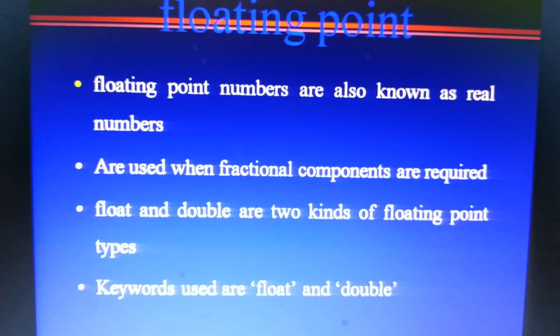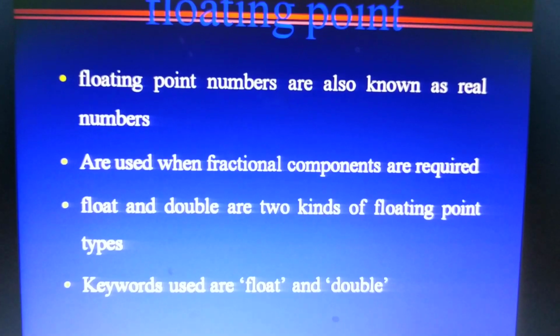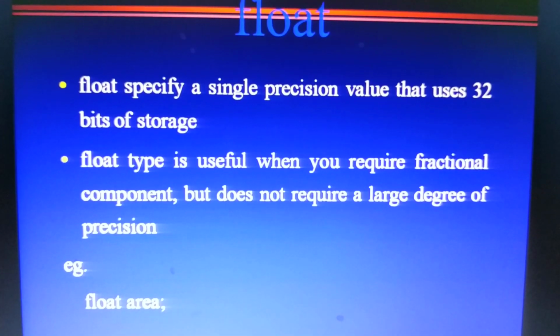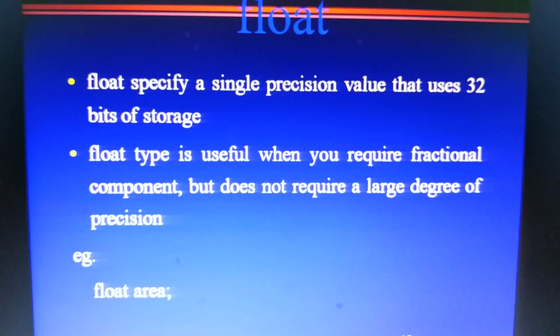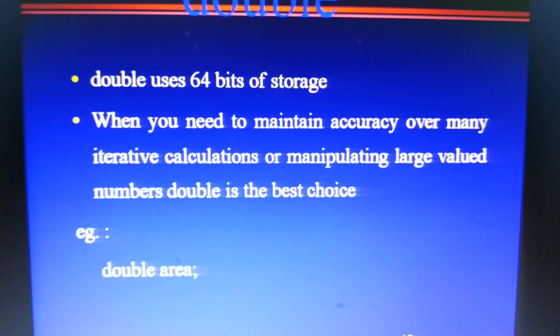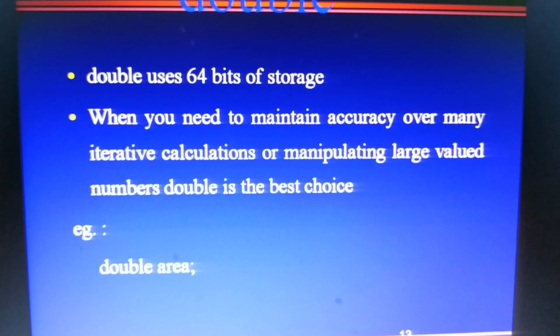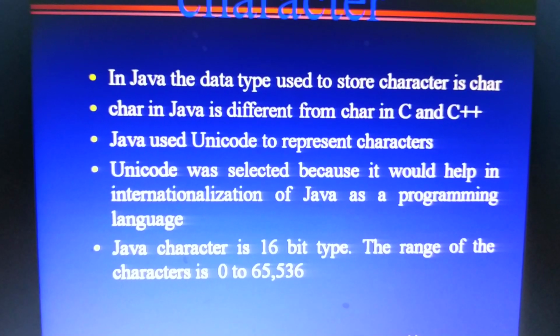Again, floating point numbers, real numbers. For using the decimal parts, we have float and double. Float is up to 8 decimal places and double is up to 16 decimal places. Bigger numbers are used in double. Double uses 64 bits of storage, whereas float uses 32 bits of storage. When you need to have more accurate data, we use the double data type.